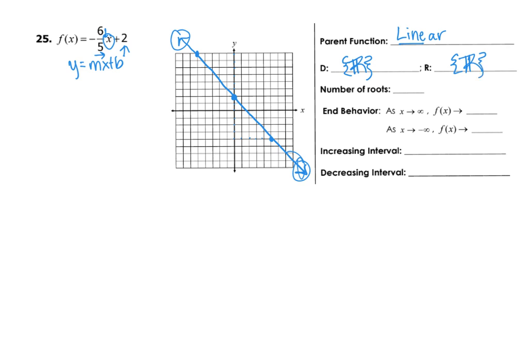How many roots do we have? How many times do we cross the x-axis? So if I move along the x-axis, you should be able to see very clearly that we only cross the x-axis one time. So we have one root.